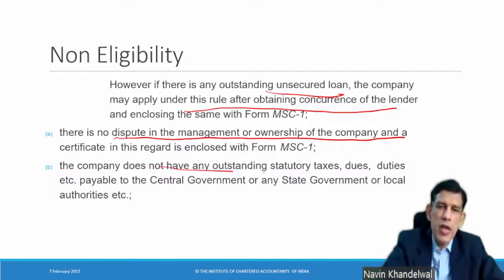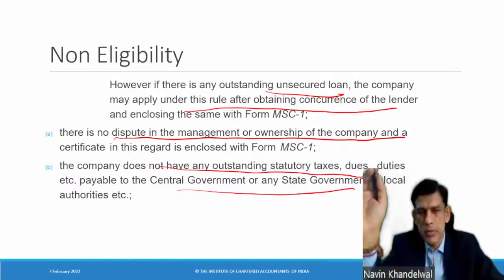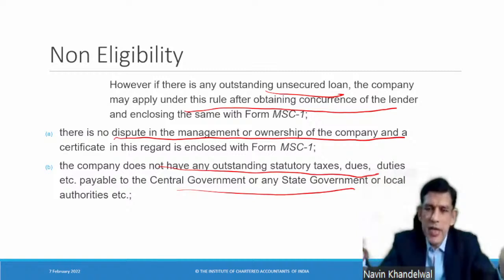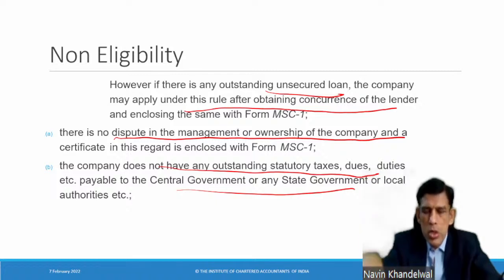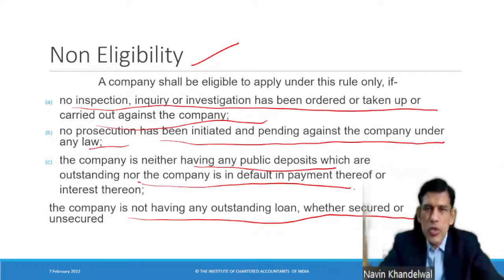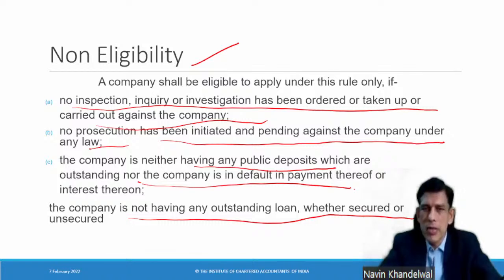And obviously the company does not have any outstanding statutory dues, taxes payable to the central government or local authorities. So you may give a declaration for the same, or a certificate attached from a chartered accountant, maybe, though it is not mentioned out here, but just trying to extrapolate it. Yes, possibly if you attach all these documents, that will be sufficient enough to prove that there are no outstanding dues. So these are the situations where you are not eligible. That means if you don't fall under these categories, you may not be eligible.